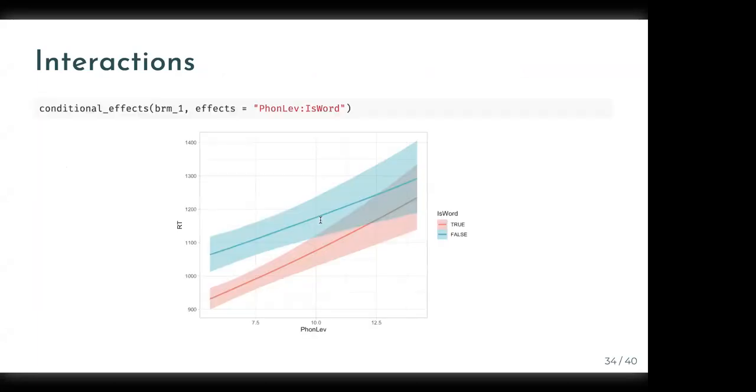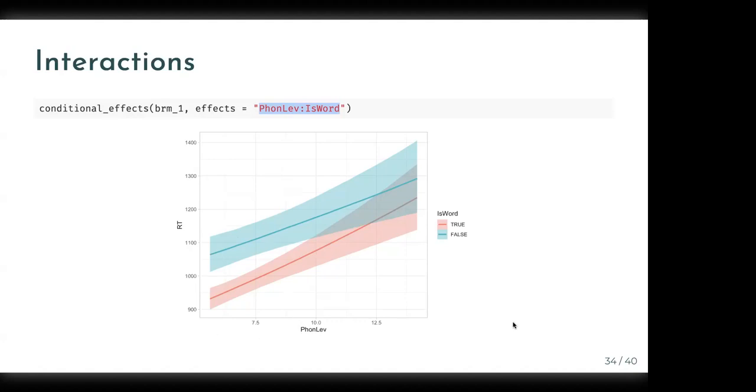Right, so this is the model output with the conditional_effects function. You just give it the name of the variable you saved the model in, and then you have to specify which effects you want to plot. In this case, I'm asking to plot Levenshtein distance, is-word, and the interaction between the two, and this is what you get. You see the reaction times converted back into milliseconds on the y-axis, and here we have Levenshtein distance.